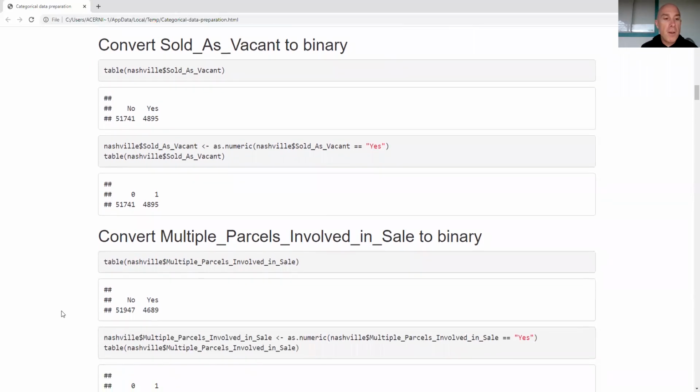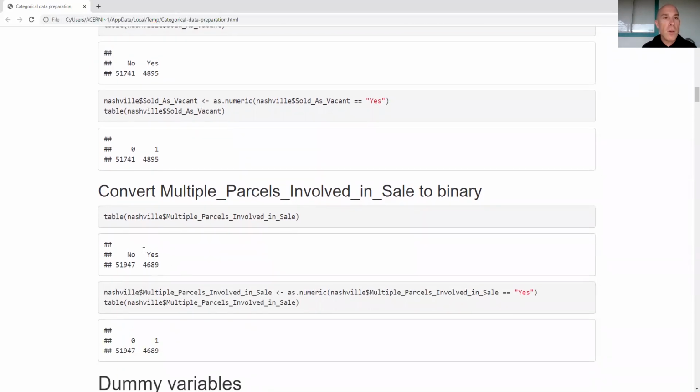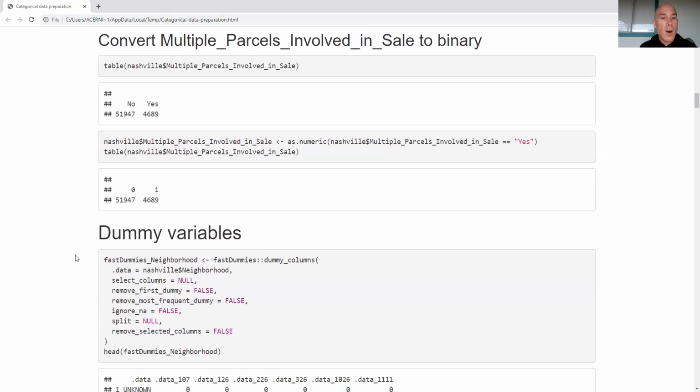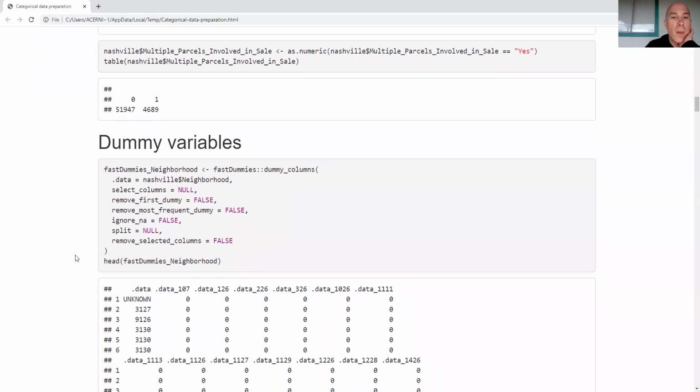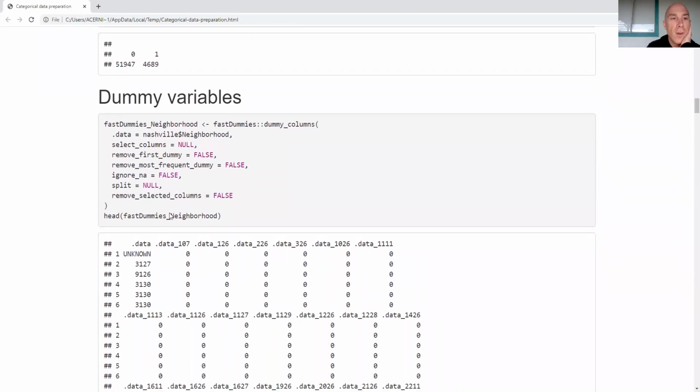Now, basically a very similar story, nearly the same proportion of yes for multiple parcels. All right, so now what I want to do is convert neighborhood to dummy variables.